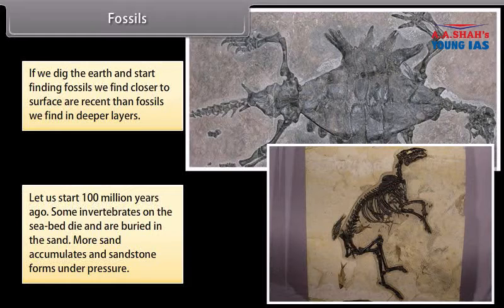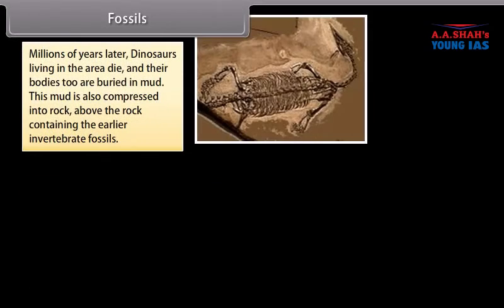Some invertebrates on the seabed die and are buried in the sand. More sand accumulates and sandstone forms under pressure. Millions of years later, dinosaurs living in the area die and their bodies too are buried in mud. This mud is also compressed into rock above the rock containing the earlier invertebrate fossils.